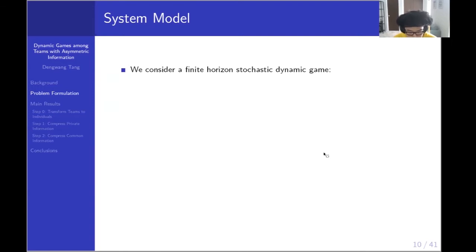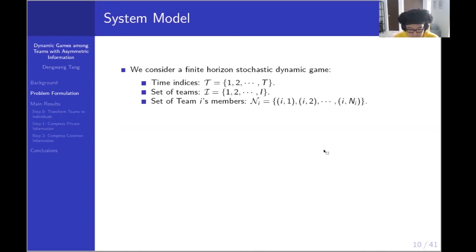In order to address the fundamental difficulties of dynamic games instead of technical problems, we consider a finite horizon game of finitely many teams, where each team has finitely many members. The members in teams will be denoted by tuples, where the first entry is the team number and the second entry is the member number. At each time t, each agent ij takes an action, which we denote by u of t, ij.